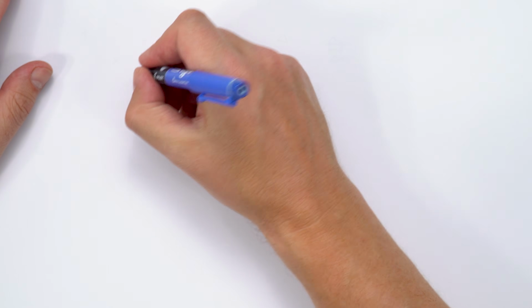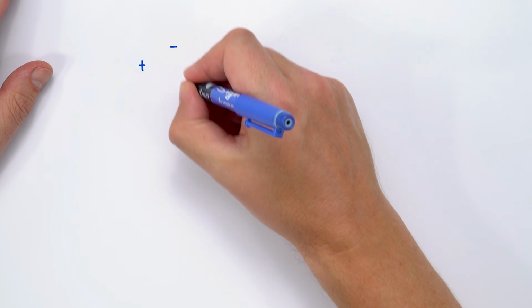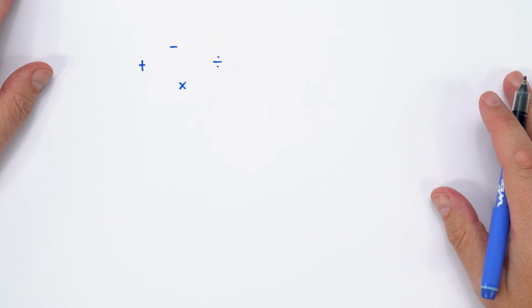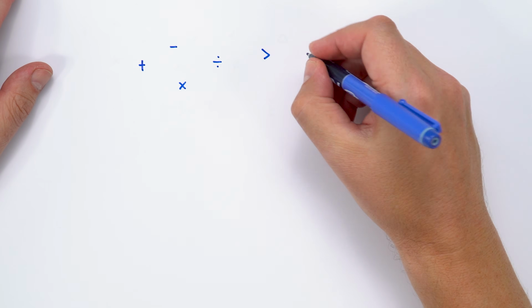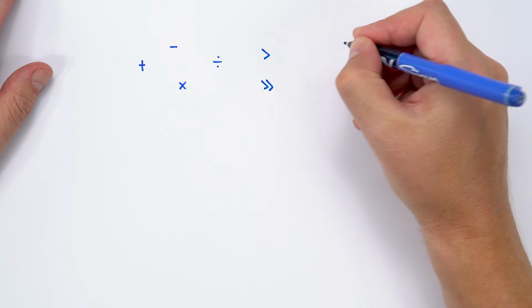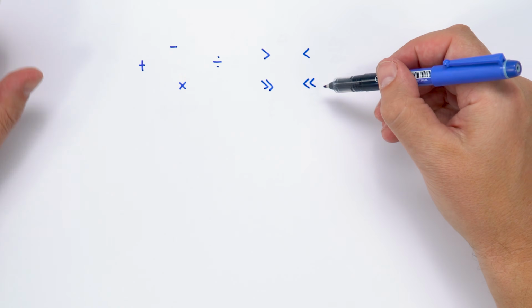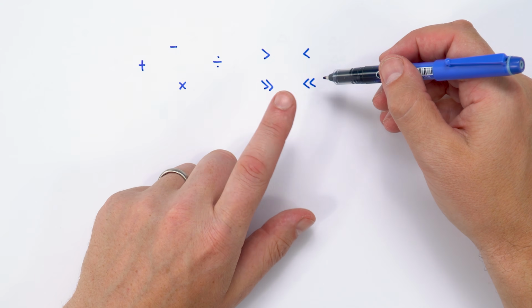So let's just begin with some of the standard stuff that you'll have used a million times at GCSE. So you've got plus, minus, multiply and divide. We also have greater than and much greater than, as well as less than and much less than. Although to be honest, I haven't seen many examples of this used in real exam questions, although it is something mentioned in the A-level specification.